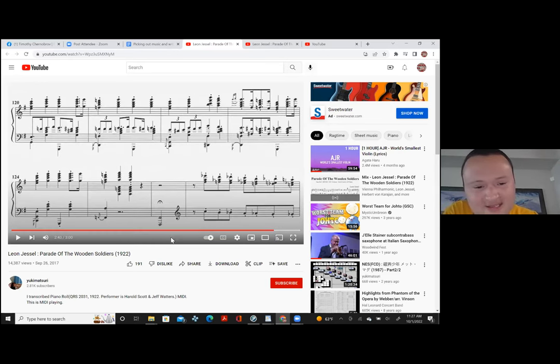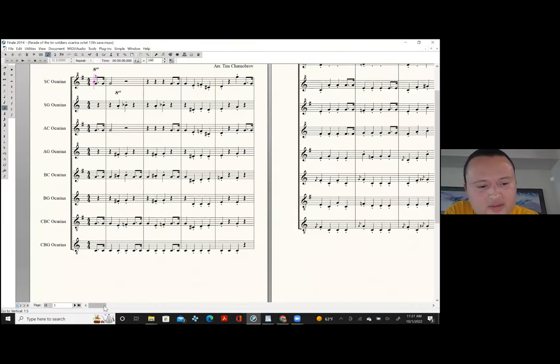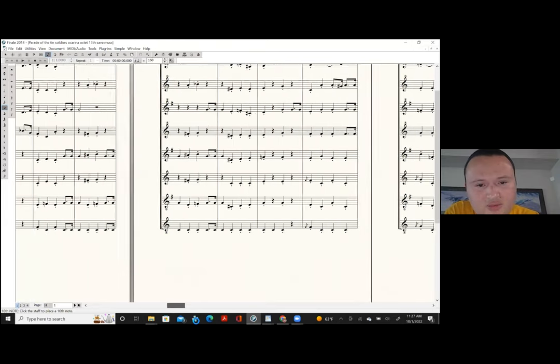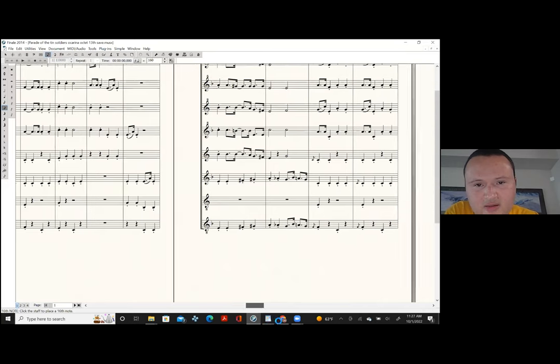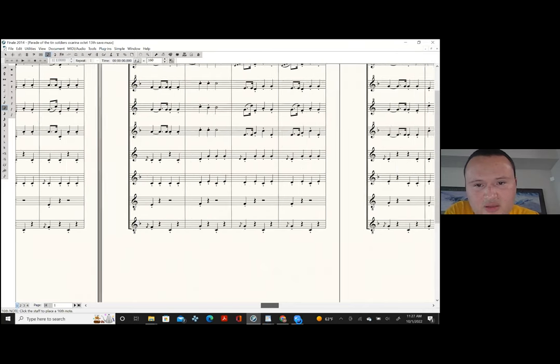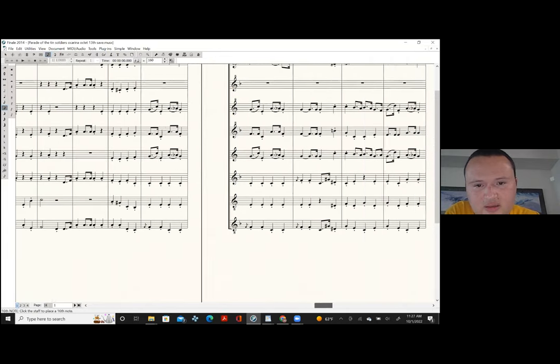Here it is, this descending chromatic line. What I did there, let me pull up the arrangement here. And I won't be able to play it. My Finale right now is being kind of wonky, probably even with a zoom on. So let me find it here. Such a long piece.